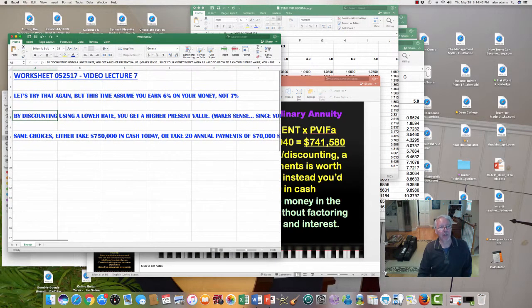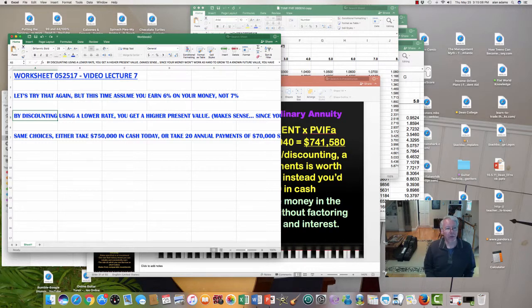I've got an Excel spreadsheet here that I will post for you along with this video. We're going to do the whole thing again, but this time we're going to assume that you don't earn 7%. You earn 6% on your money, and I'll talk more about where we get these interest rates in a little bit. If that is what you earn, you're going to use that to discount all your future cash flows instead of 7%.